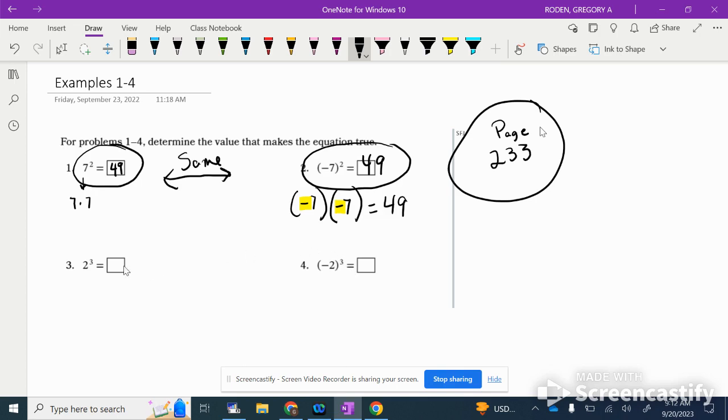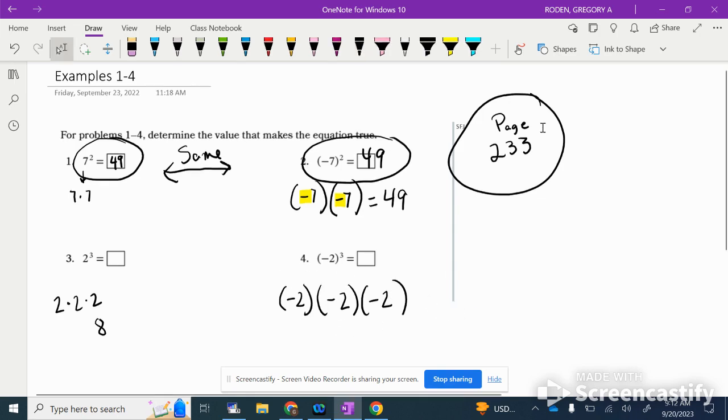Now let's look at the cube really quick. 2 to the third power is 2 times 2 times 2, which is equal to 8. Well, what's negative 2 to the third power? I want you to write this down. Negative 2 to the third power is negative 2 times negative 2 times negative 2. I'll give my class a second to write this down. Remember, you want to write this down so you know what's going on.